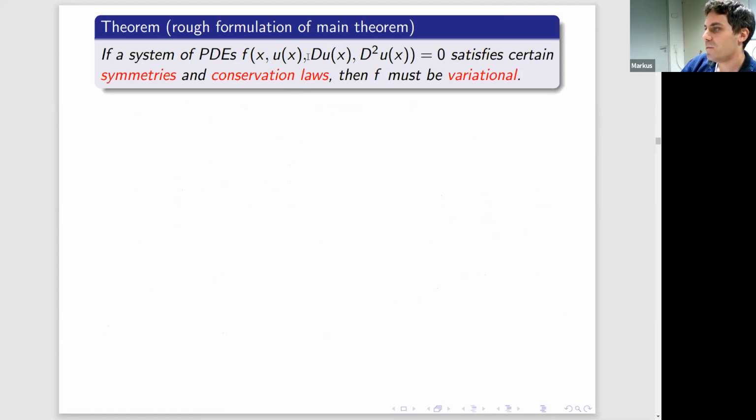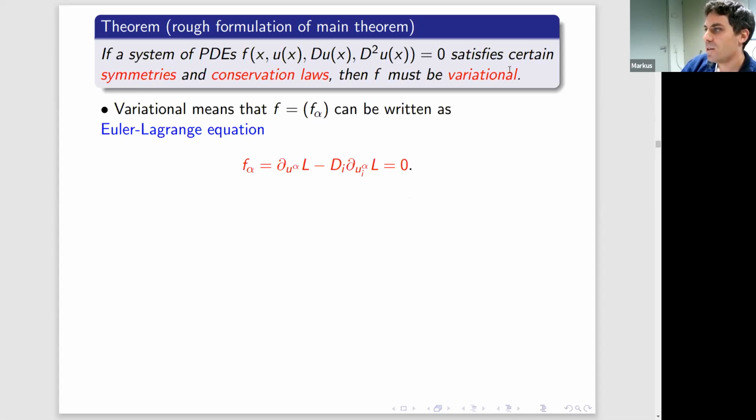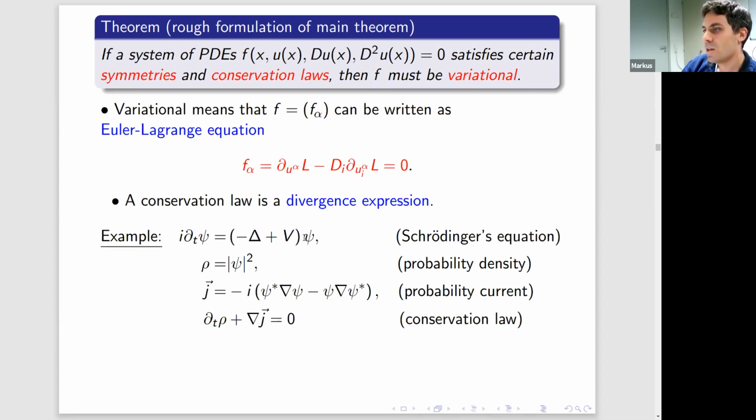So here again is the statement. If you have a PDE given by such a function f, such a zero set here of second order, and if it satisfies sufficiently many symmetries, I will specify this later, and conservation laws, then it must be variational. Variational means, roughly speaking, that you can write your f as an Euler-Lagrange expression. Conservation law, maybe I should specify this a little bit more. In the PDE case, it's roughly speaking a divergence expression.